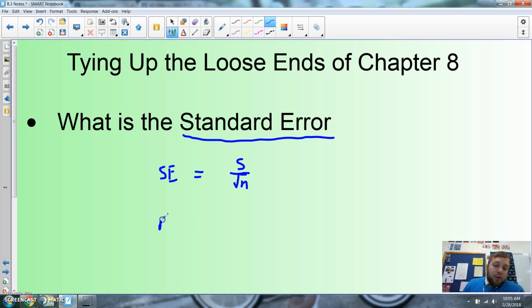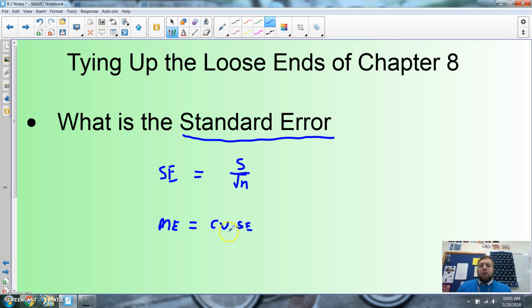Now remember, margin of error is everything that you add and subtract. So the margin of error is going to be your critical value times your, well, actually, do we really want to be specific about this? Technically, it's your critical value times your standard error, right? I mean, if we really want to be picky about it.